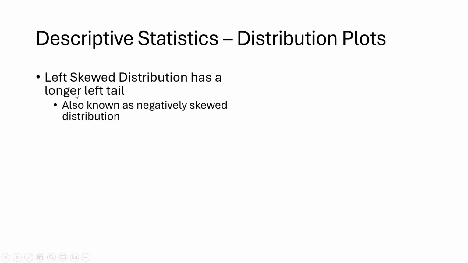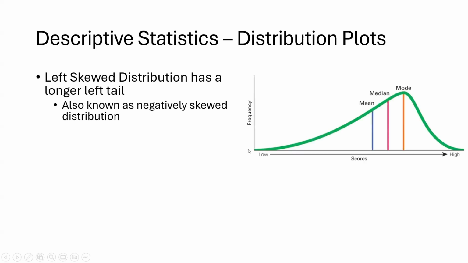We can discuss some more about the plots here. A left skew distribution has a longer left tail. It's also known as a negatively skewed distribution, as in this case.